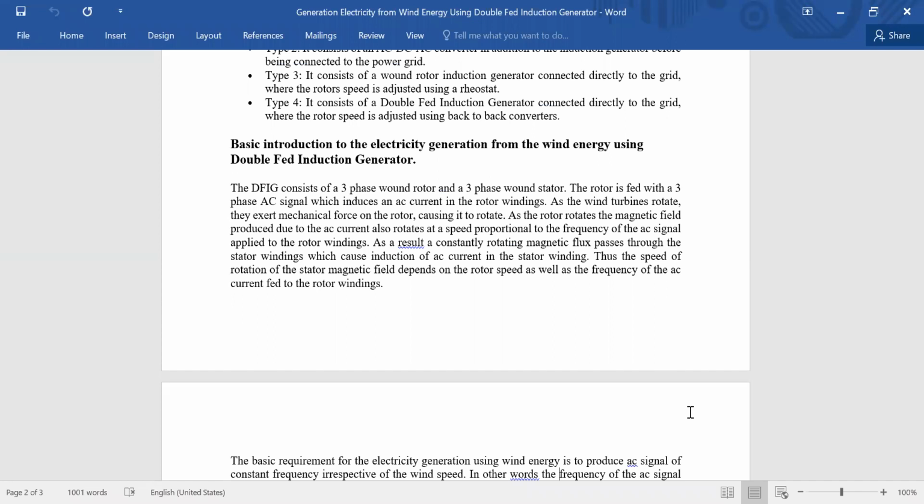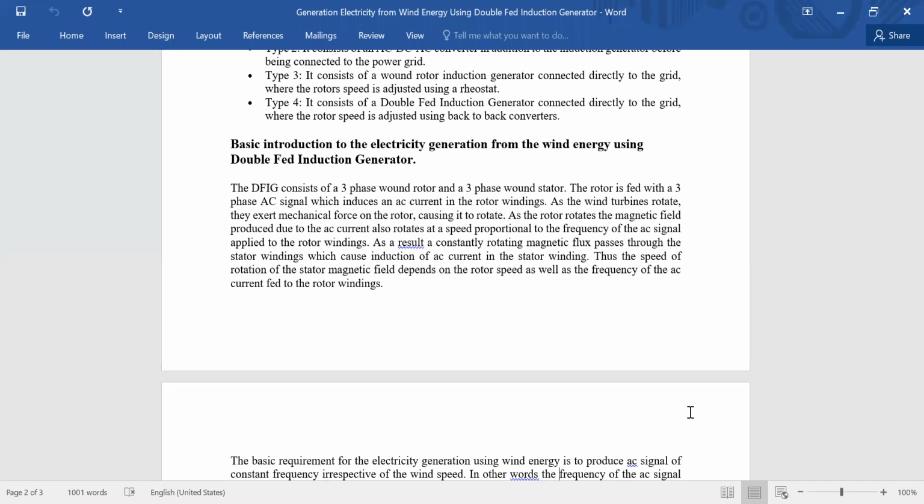So when the turbine is rotating by an external force, it causes the rotor to rotate. When we are talking about the principle of the motor, when it is rotating it will experience a force F equal to BIL, where B is the flux density, I is the current flowing, and L is the length of the conductor. That is the basic principle for the motor.